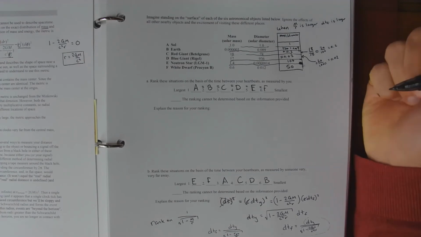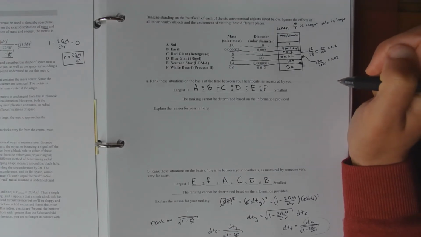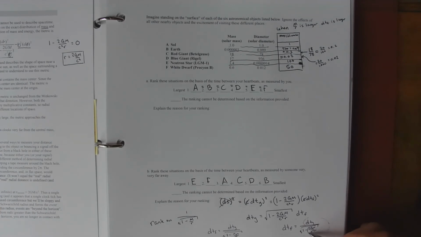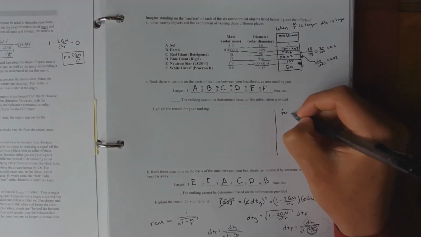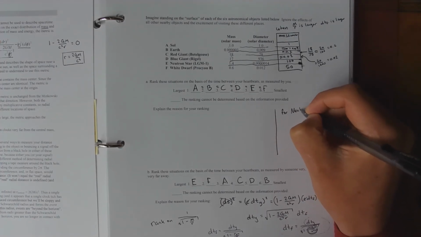Okay, now actually, I just looked at my solution, and I see I was incorrect when I told you that you don't have to worry about this being greater than 1. It actually is greater than 1 for the neutron star. So let's calculate the event horizon for the neutron star.